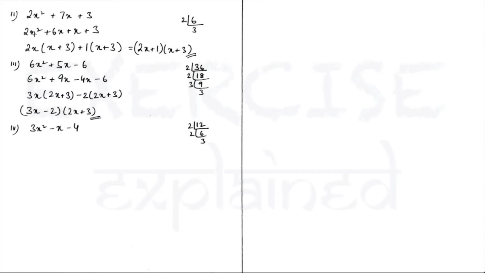So with 2 and 3, it's not possible to make 7. So what we will do is, we'll take it as 6 and 1. You can see here, I have taken 2x square plus 6x plus x plus 3. Out of 2x square and 6x, I have taken 2x common. What is remaining is x plus 3, and from x plus 3, I have taken only 1 common. So what is remaining is x plus 3. So we have got it as 2x plus 1 and x plus 3.